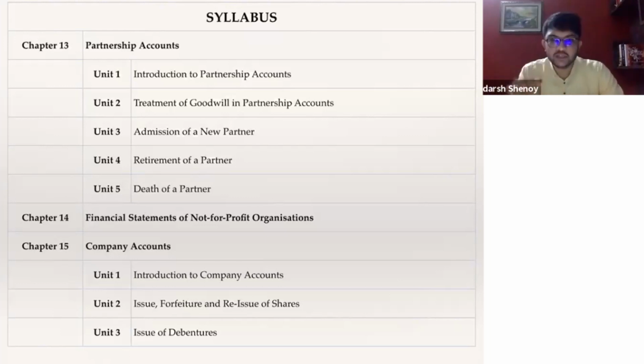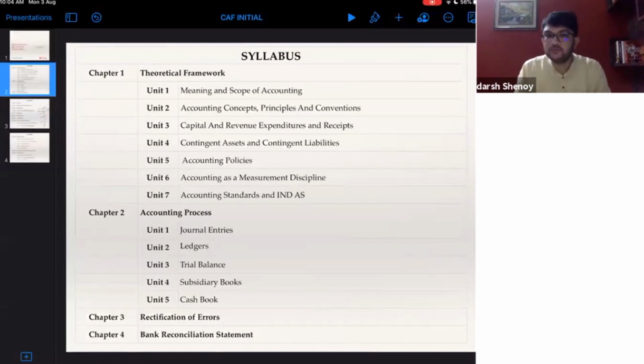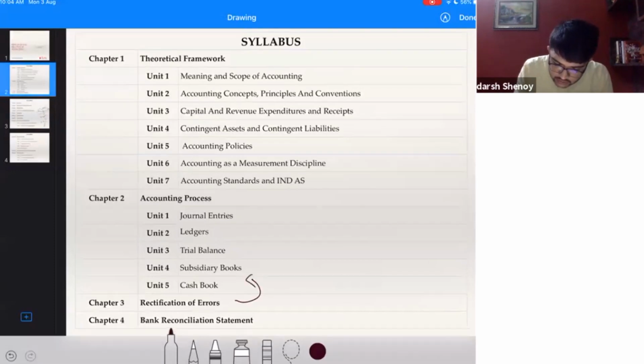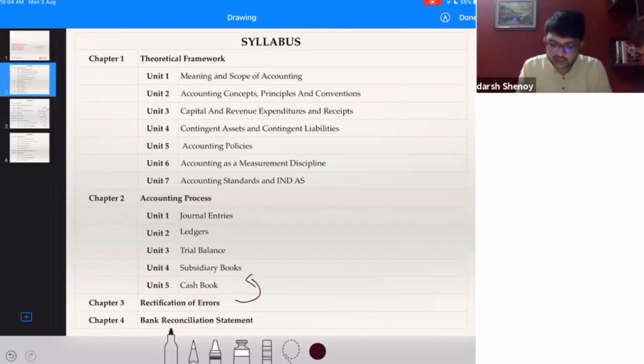So in our study material, you will not see this index. It is a little different. There are some splits that are not there. For example, in their textbook, rectification of error is unit 6 of accounting process. Here it is not unit 6, it is chapter 3. Chapter 3 is bank reconciliation statement as per their textbook. So I have changed it a bit with exam point of view.